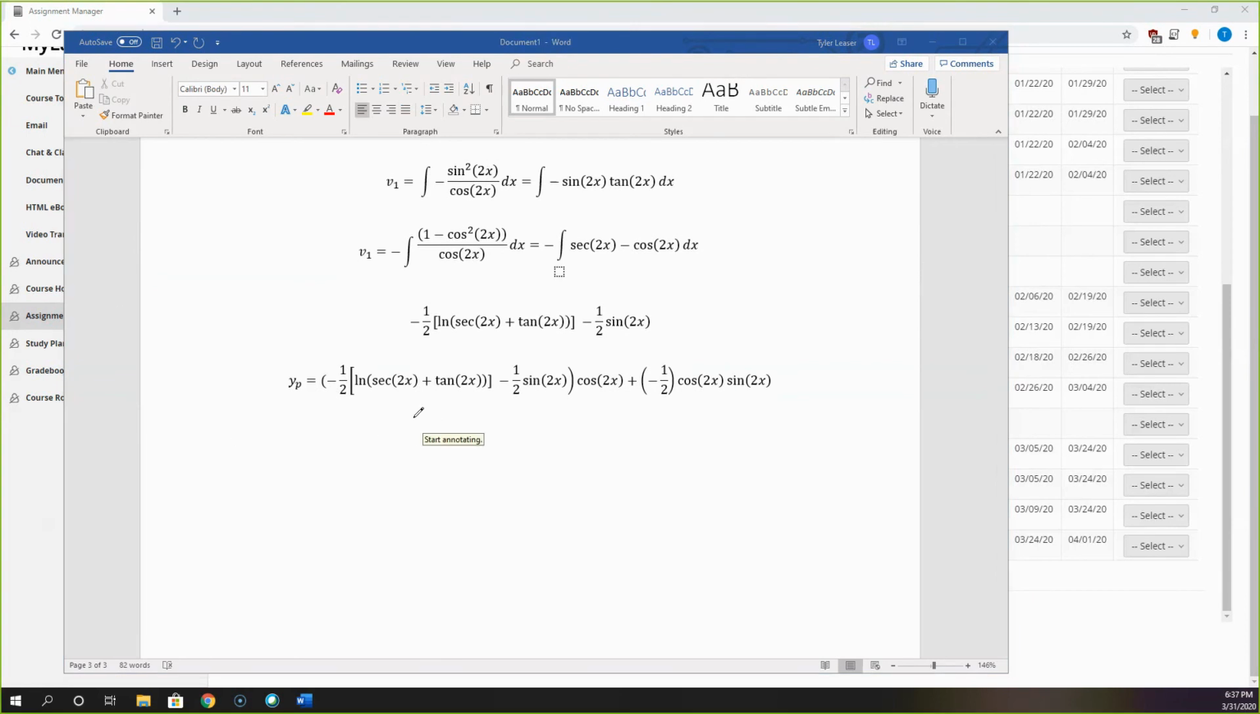Alright, so this whole parentheses here was V1. Cosine 2x was y1. Plus this was V2, and then this was y2. My goodness. All right. But I think it simplifies down. I can at least combine these two terms together, right? Because they're both negative 1/2 sine 2x cosine 2x.